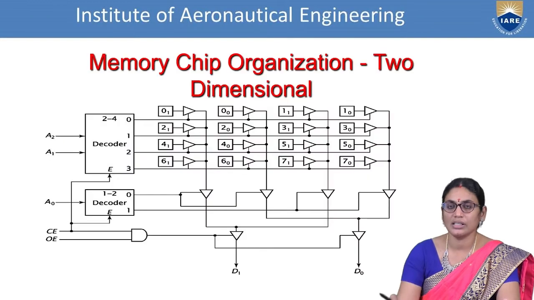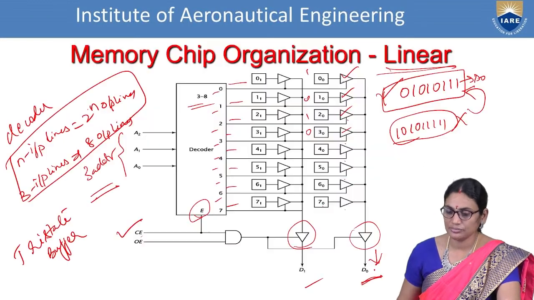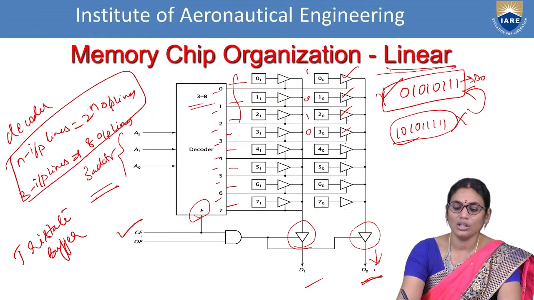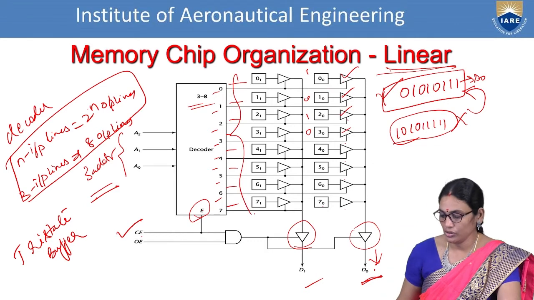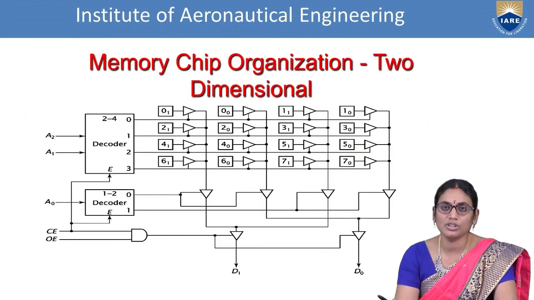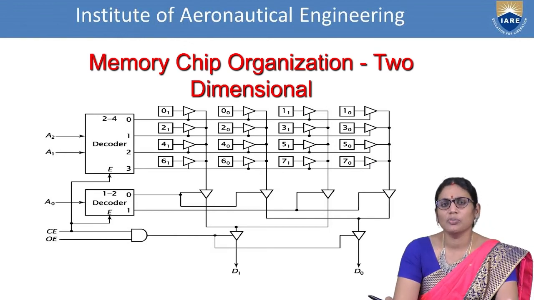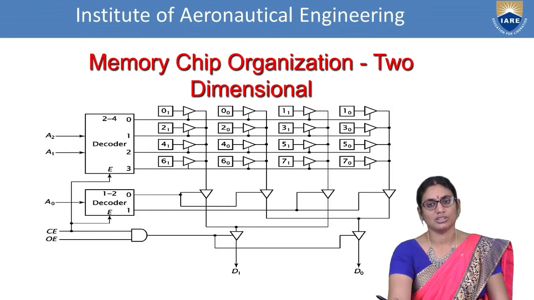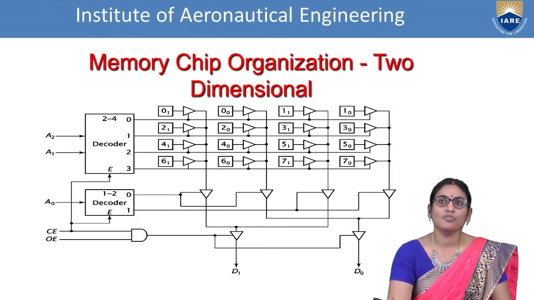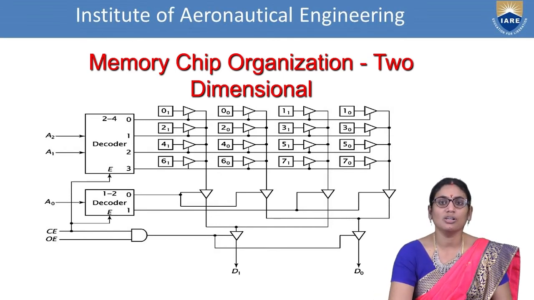So now let us see the next case. In the first case, we have seen all the bits in a linear order. Now we are going for the second one, which is a two-dimensional organization. Why do we go for this? Generally, we are bothered about space constraints. Because of this reason, we are going for the next case, which is called two-dimensional organization.